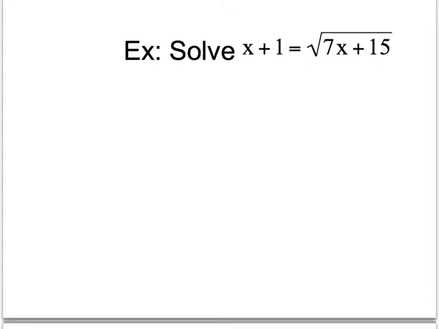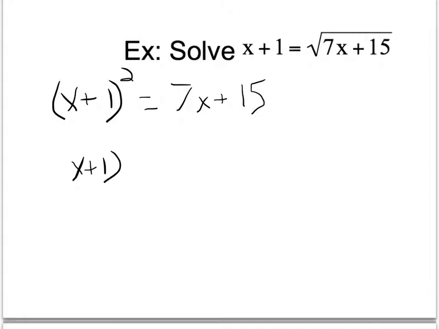So in this case, solve x plus 1 equals the square root of 7x plus 15. Okay, so in this case, we've isolated the square root sign. Now we have to square both sides. But remember, when we're squaring both sides, we have to square the whole side. So it's going to be the (x plus 1) quantity squared, okay, equals 7x plus 15, right? So now I would take (x plus 1) squared, which would be (x plus 1) times (x plus 1), right, because it's the quantity squared, equals 7x plus 15.